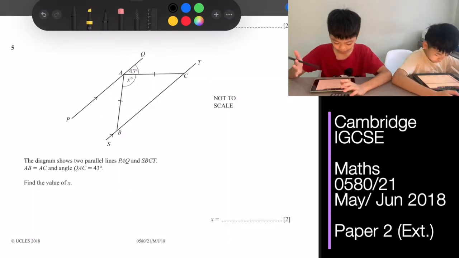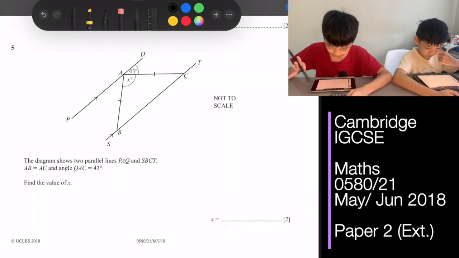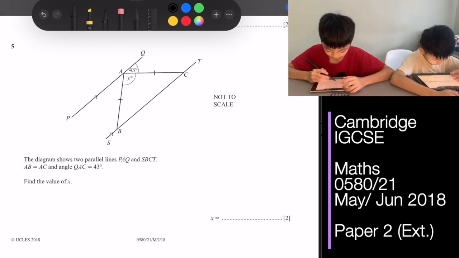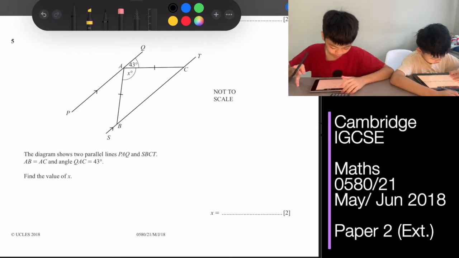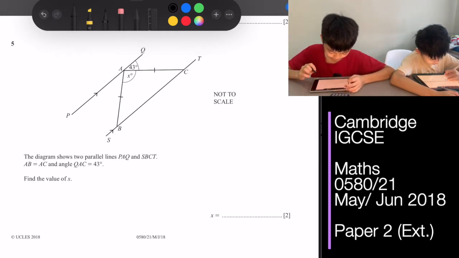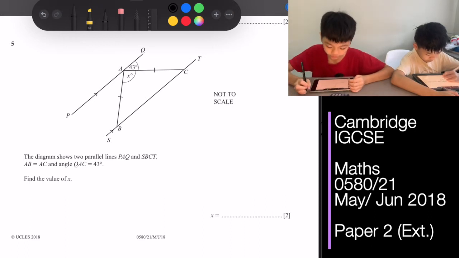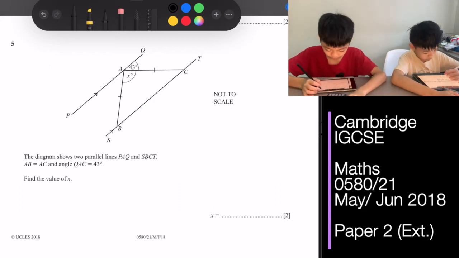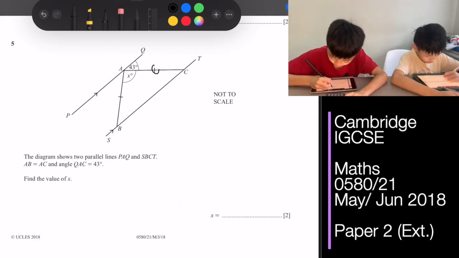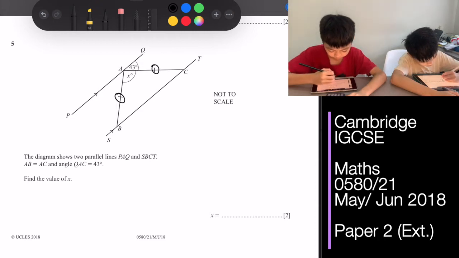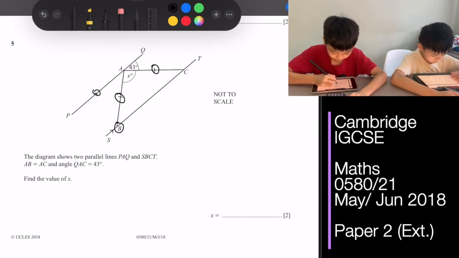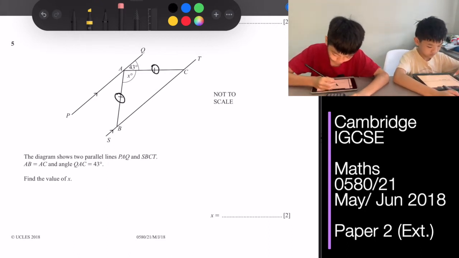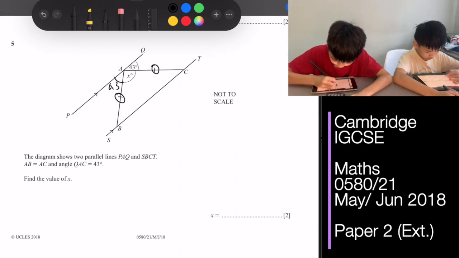Okay, so for question 5, the diagram shows 2 parallel lines, PAQ and SBCT. AB equals to AC and angle QAC is 43. Find the value of x. Alright, just by looking at this chart and with the label diagrams, we can already tell what x is. Since these two are parallel lines, oh wait, hold on, no. These are parallel lines. So since these are equal, this is an equilateral triangle, this angle here is 43.